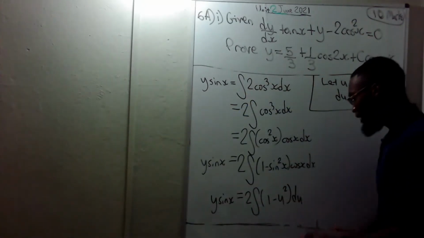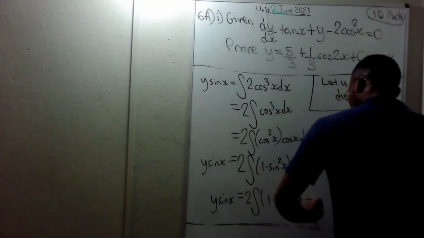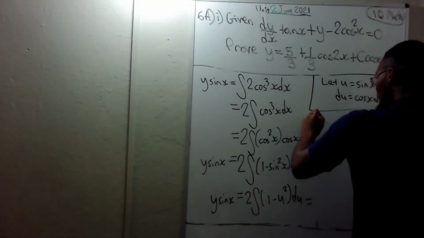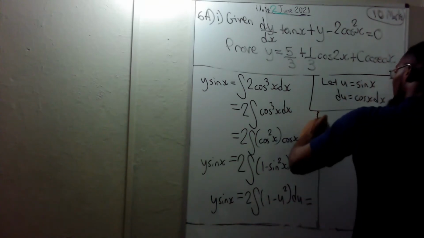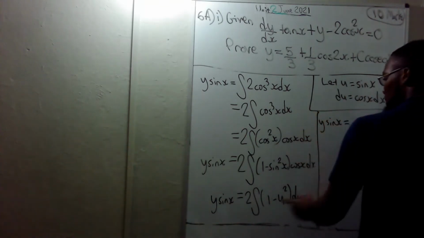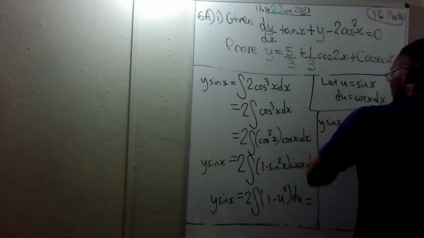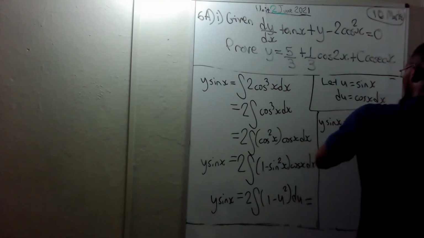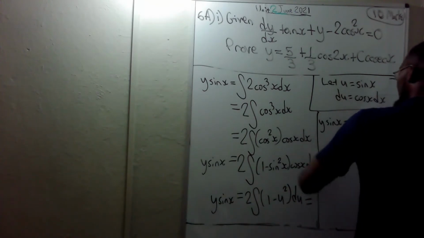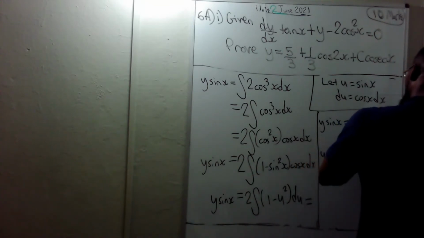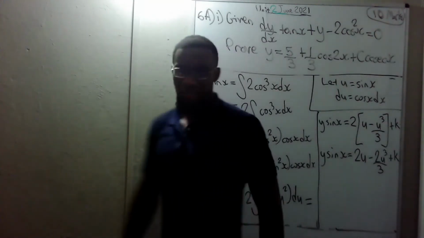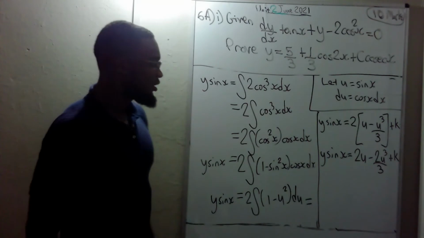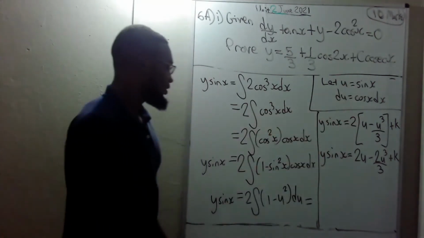So after we do that, just to finish it off, y sine x works out to be equal to 2 times, when you integrate 1 you get u minus u cubed over 3 plus some constant k. So y sine x is equal to 2u minus 2u cubed over 3 plus k. That's y sine x. But remember, u is sine x.